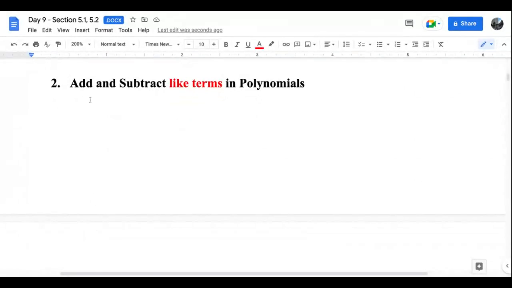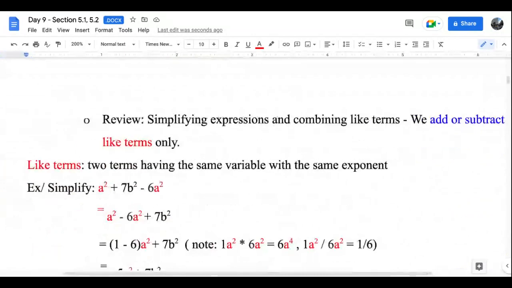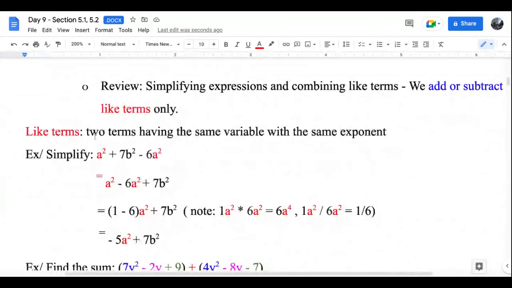With polynomials, we can add and subtract like terms. Right? What are like terms? Like terms have the same variable with the same exponent. Let's see this example: a squared plus 7b squared minus 6a squared. We see 1a squared and negative 6a squared are like terms. So we can combine those two by performing the operation with their coefficients. Coefficients means the number before them.